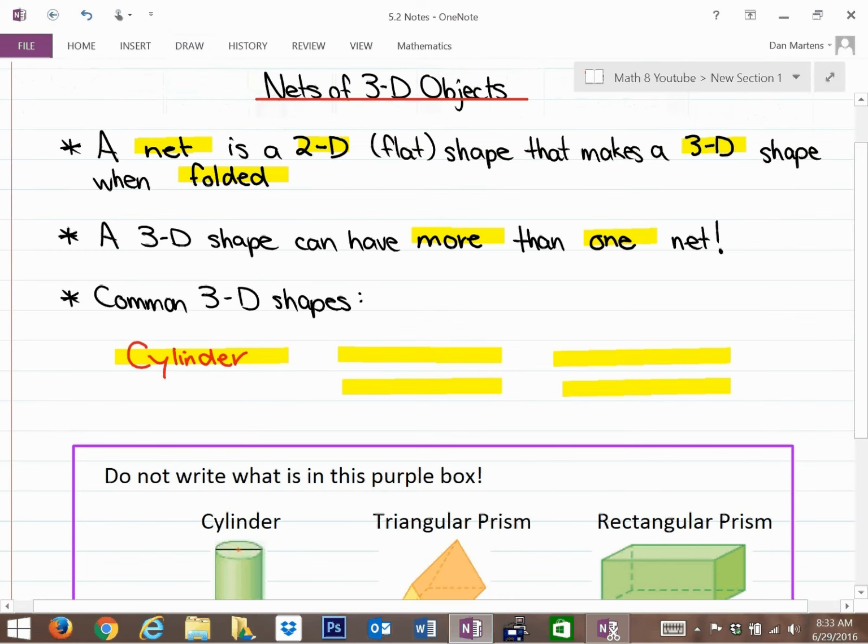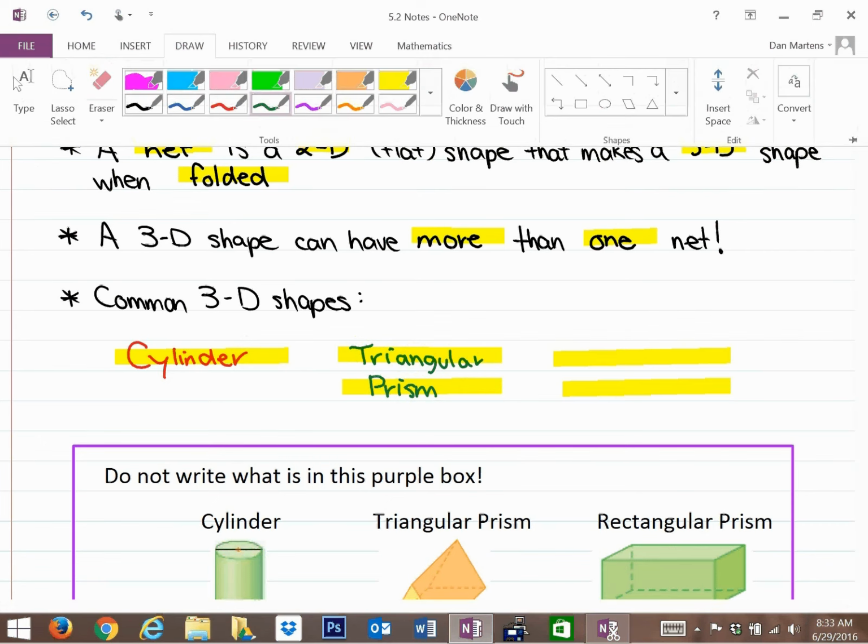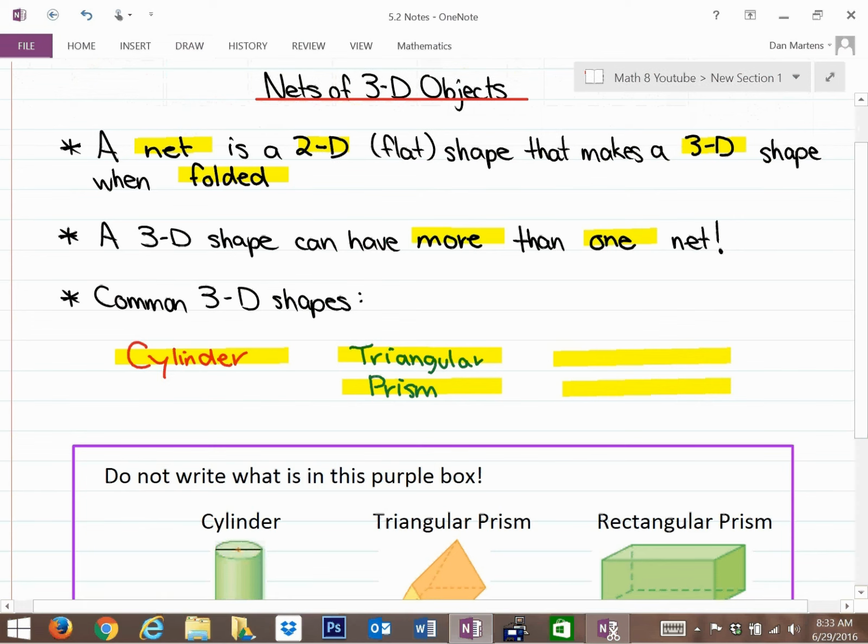Another three-dimensional shape that we're going to be investigating and looking at is a triangular prism. A triangular prism is sort of like a Toblerone bar. It's got two triangles that are parallel to each other. And a final three-dimensional shape that we're going to be investigating in this chapter is a rectangular prism.